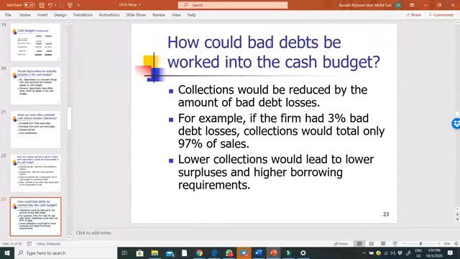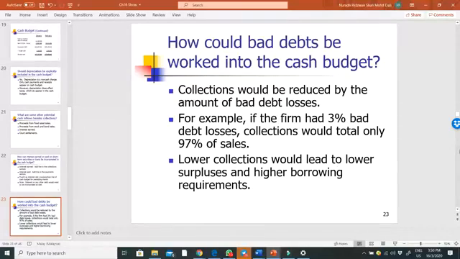Okay, how could bad debt be worked into cash budget? The collection would be reduced by the amount of bad debt losses, right? For example, if the firm had 3% bad debt losses, collection would total only 97% of sales. Lower collection would lead to lower surpluses and higher borrowing requirements.